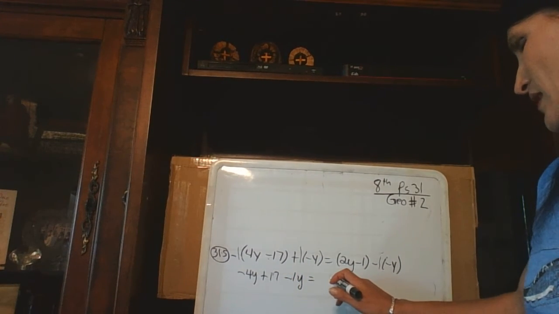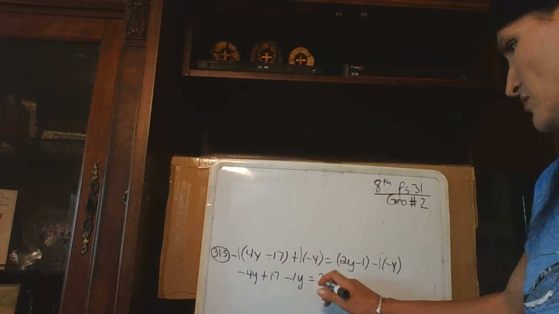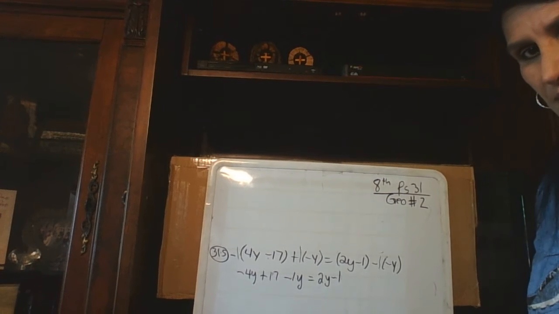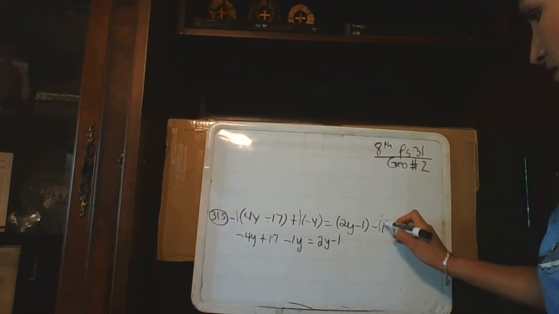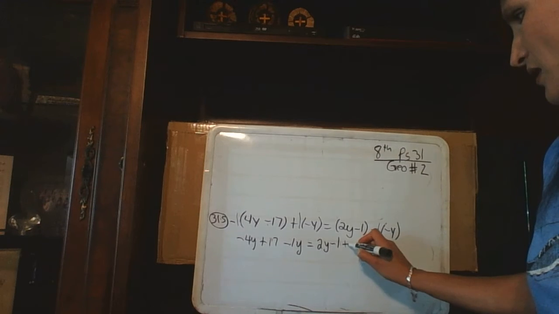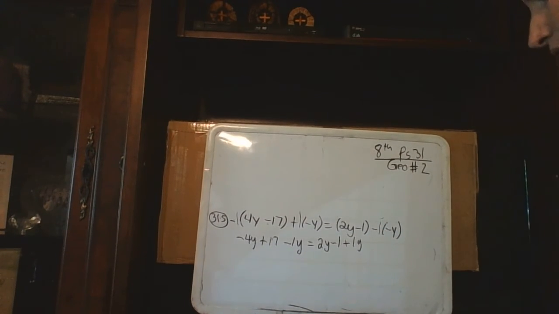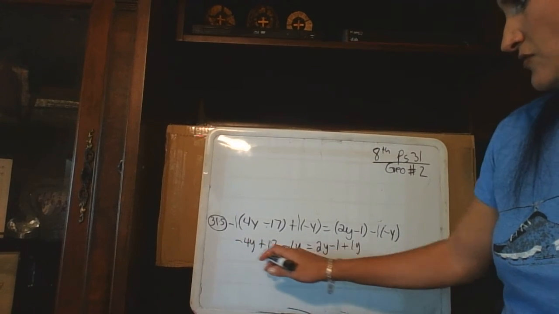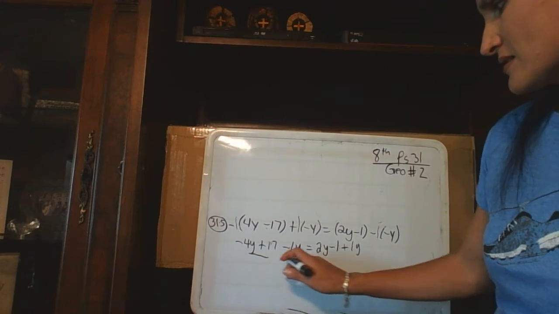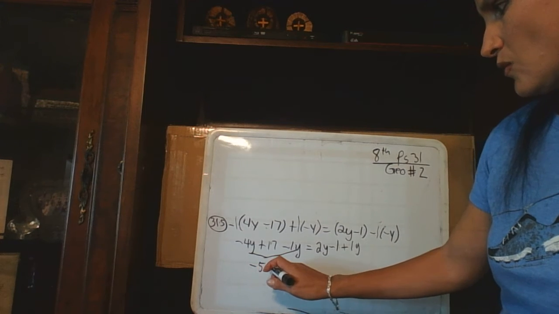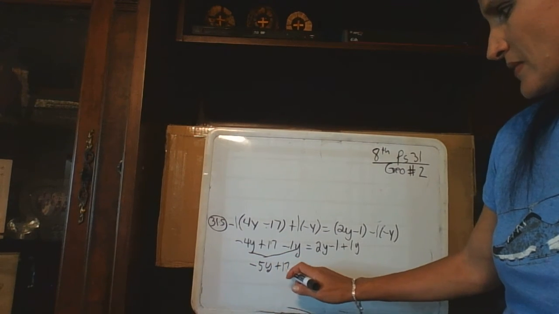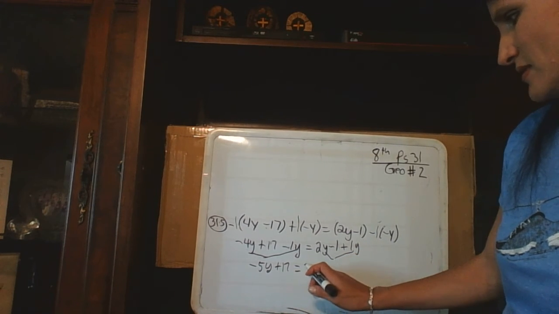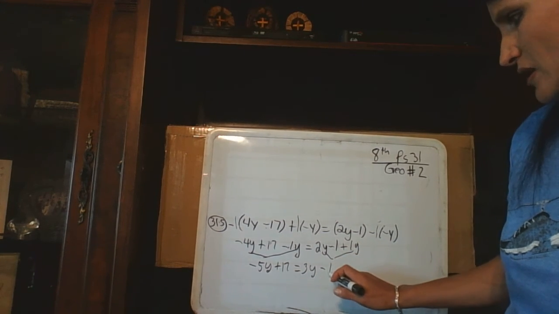And then on the right side, I'm going to have 2y minus 1. Notice I dropped those parentheses. I no longer need them. Then I'm going to have negative 1 times negative y is positive 1y. Okay, now my like terms are going to be my variables. So I have negative 4y and negative 1y makes negative 5y plus 17. And on the right side, my like terms are 2y plus 1y, so that's 3y minus 1.